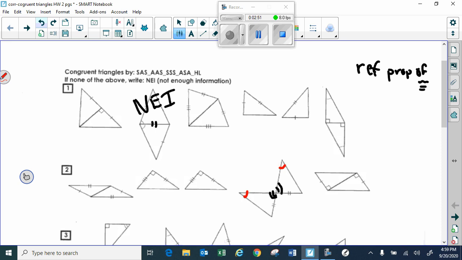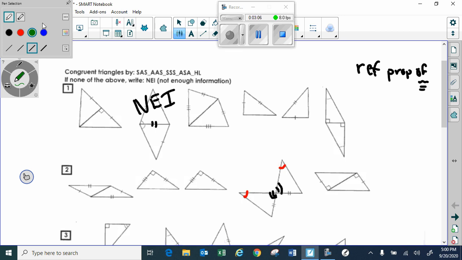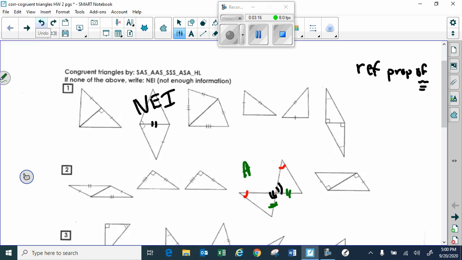So now I look at what I have here. Notice I have AAS and AAS. Remember, I told you the AAS is the tricky one because it depends where the S is. Notice in this one here, the S in this triangle is next to the 2 hash marks, next to the double angle, and it is the same with that triangle as well. So AAS does work.